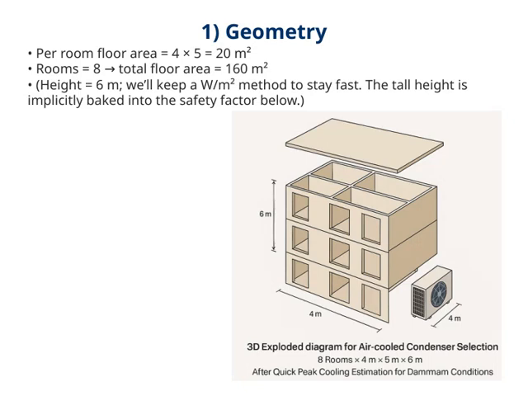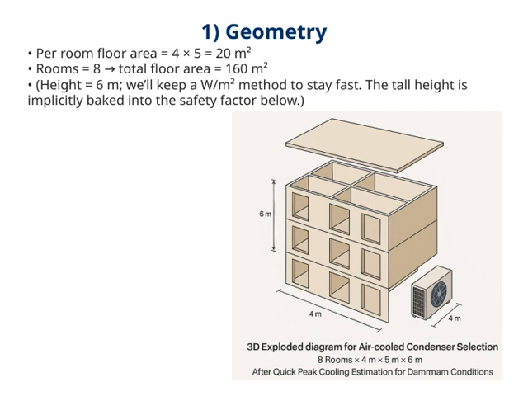We're about to dive into a fascinating topic related to building geometry. On this first slide, I'll introduce some basic concepts. The focus is on the geometry of a typical room layout. Each room has a floor area of 4 by 5 meters, which gives us 20 square meters per room. Since there are 8 rooms, the total floor area sums up to 160 square meters.